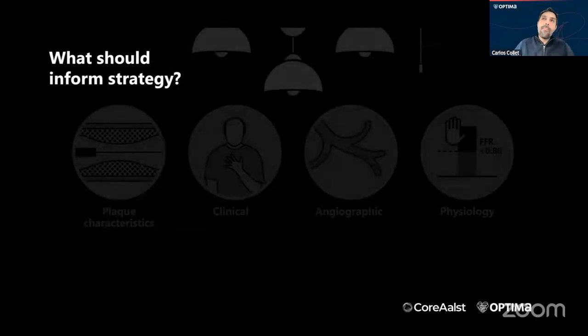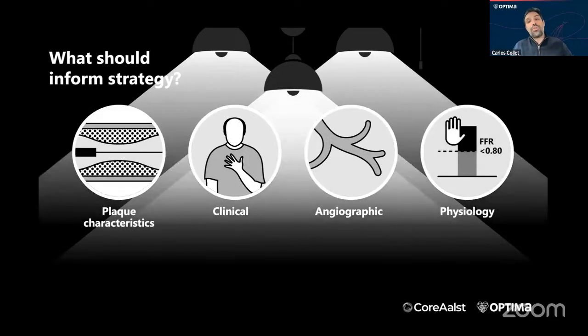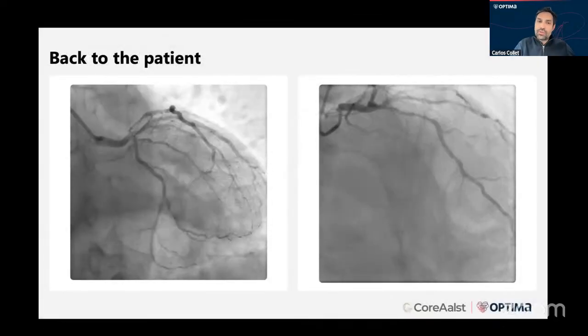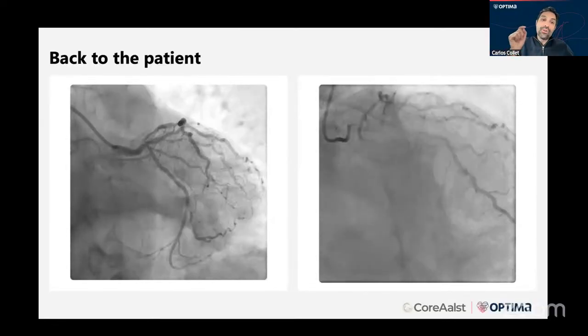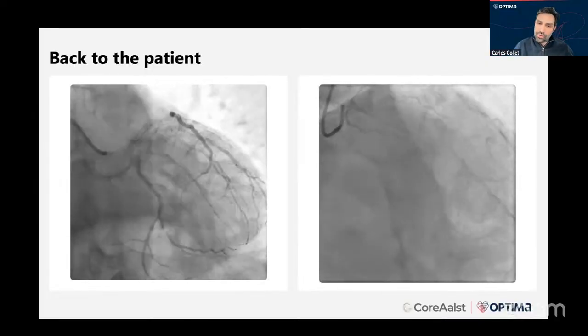There are a number of ways that CT can help. Everything starts with the first slide: what are the patient characteristics, what is the clinical scenario, and what is the angiographic picture. But CT can also shed light on the plaque characteristics of the lesion we're targeting to treat, and of course the physiological component. This brings us back to the patient. I showed the angiograms before, and I'm going to explain how CT will add information that will help us take the decision on the case that I showed before.